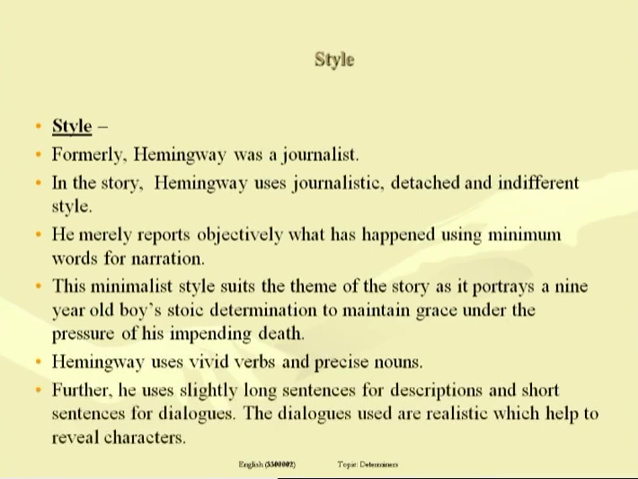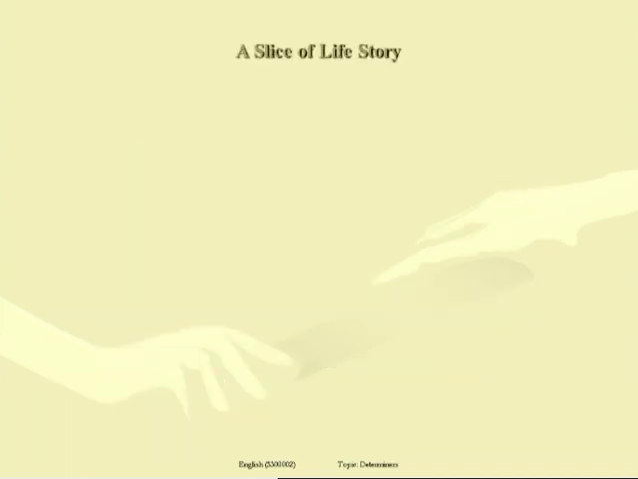Hemingway further uses vivid verbs and precise nouns. Vivid verbs means those verbs which, when we read them, allow us to visualize what is actually happening in the story, and similarly he makes use of precise nouns. Further, he uses slightly long sentences for descriptions and short sentences for dialogues. Almost all dialogues between Shaz and his father are very short. The dialogues used are realistic, which helps to reveal characters.